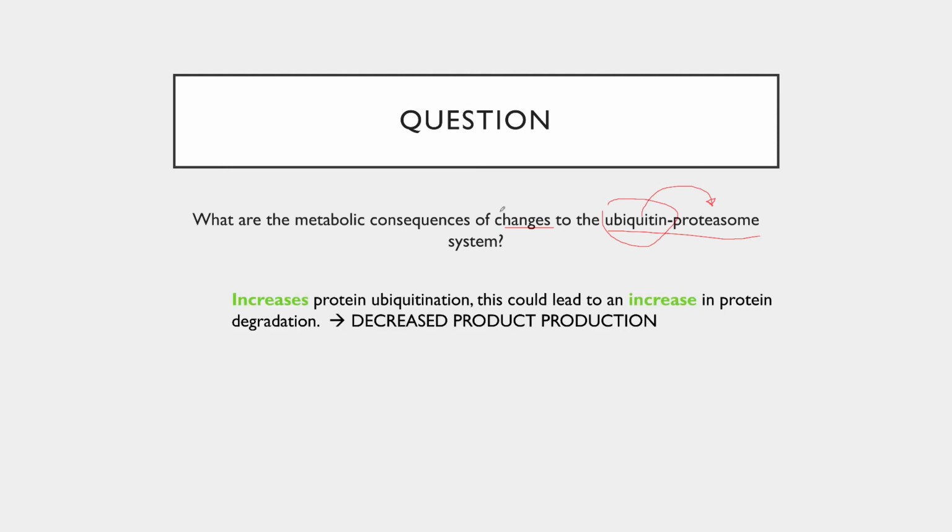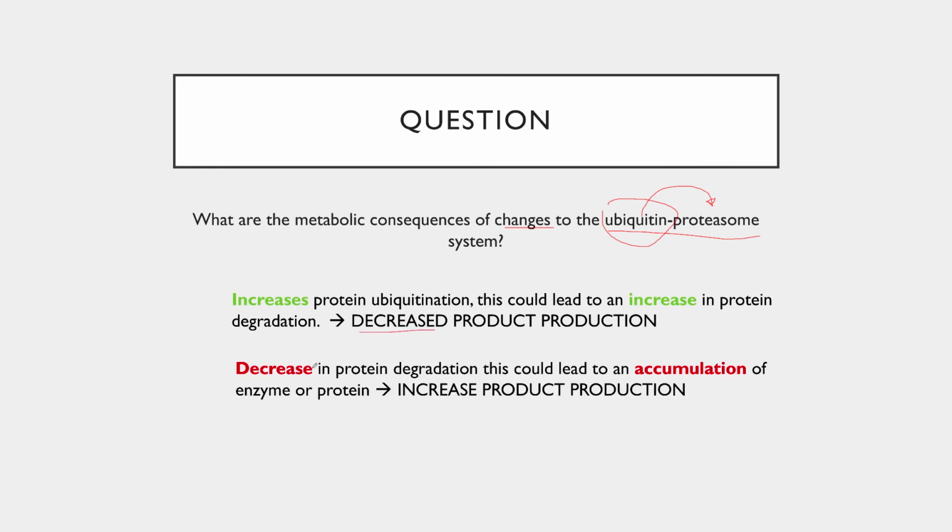One could be an increase in protein ubiquitination, and in this case, this could lead to an increase in protein degradation. In the context of regulating an enzymatic reaction, if we increase protein degradation, this would lead to a decrease in product production. Conversely, if the change leads to a decrease in protein degradation, this could lead to an accumulation of the enzyme or protein product. If an enzyme were to increase within the cell, this could lead to an increase in product production. So these could be the two possible changes we might envision related to this question.